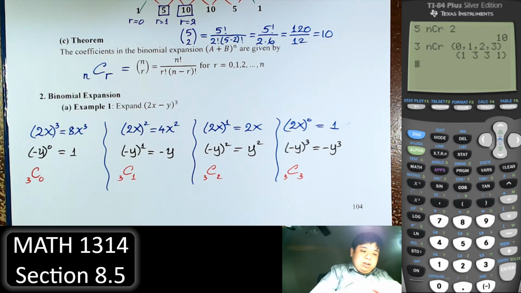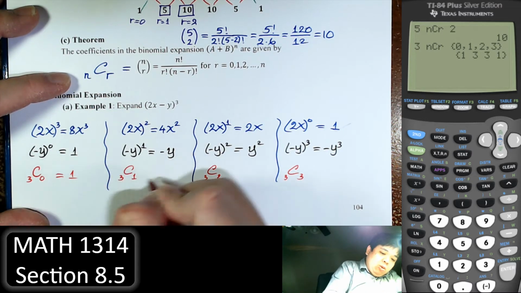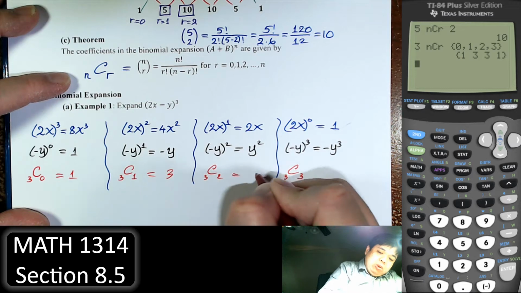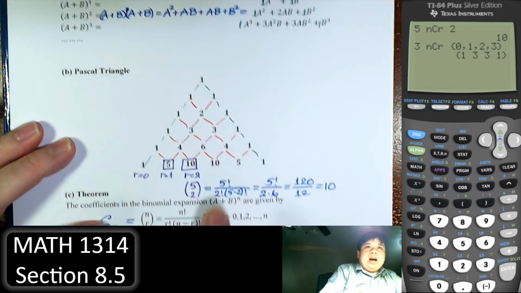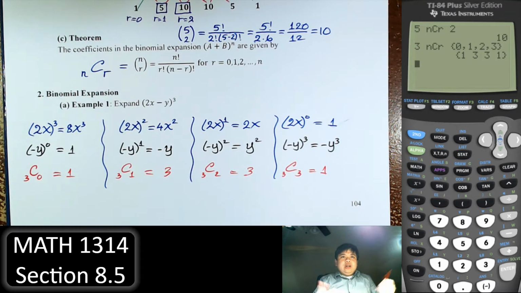And so the coefficient is 1, 3, 3, 1, sorry, which is 1, 3, 3, 1 in the Pascal triangle. Right, so those are the 3 components.